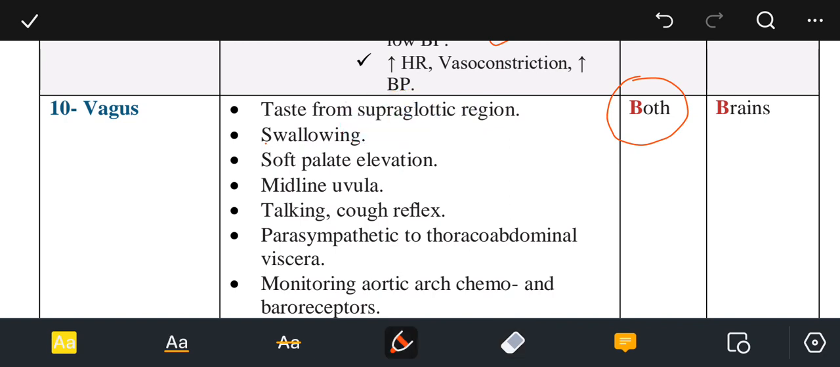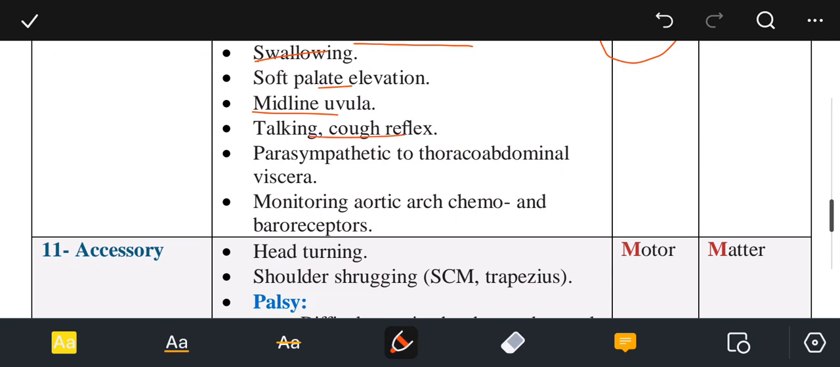It is a mixed cranial nerve. From the supraglottic region, that is the most posterior part of the tongue, it detects a very small amount of taste, and if there is any taste sensation over there, that is detected by the vagus nerve, cranial nerve 10. It is also responsible for swallowing, soft palate elevation, midline uvula maintenance, talking, and cough reflex. The parasympathetic to the thoracoabdominal viscera and monitoring of the aortic arch and chemo and baroreceptors.